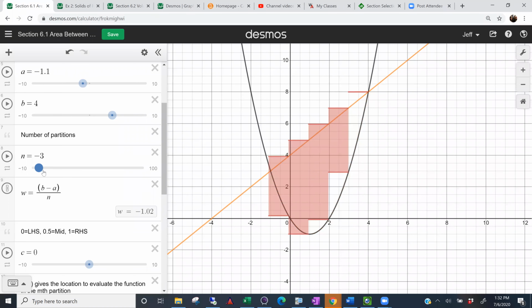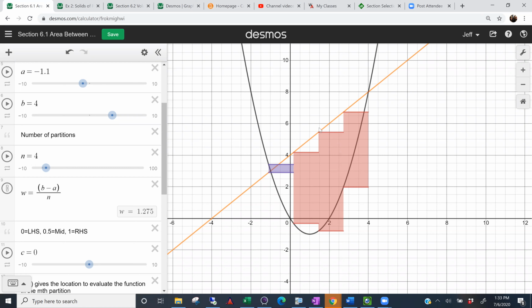So let me draw a few rectangles here for us. So we've got 4 rectangles here. And what we could do to get an approximate area, we find the area of each of these rectangles and then add them all up. Okay, so that's fine. Nothing wrong with that.